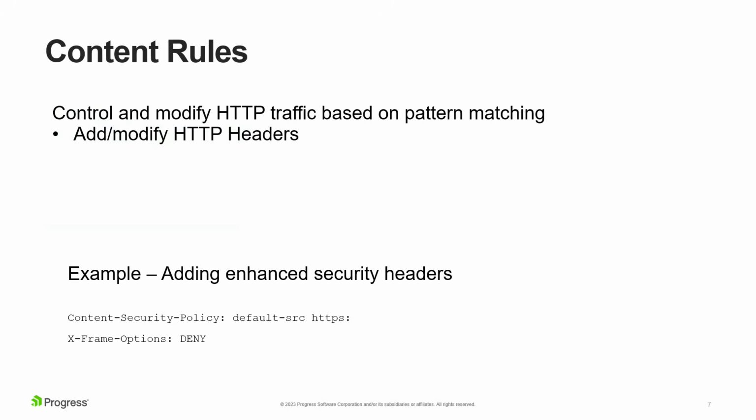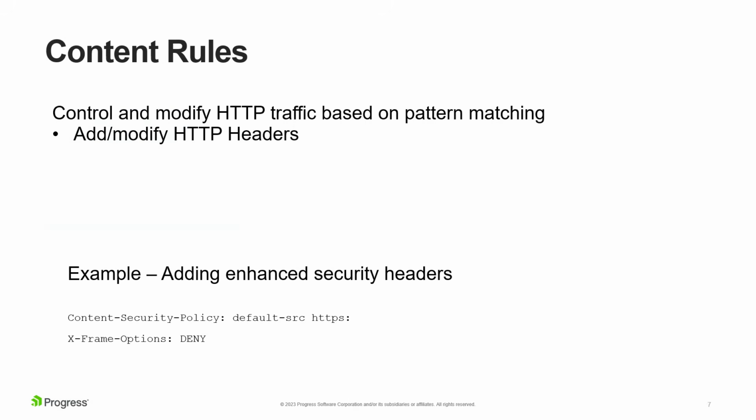Next, I'm going to look at content rules. And content rules are a very powerful feature within LoadMaster. They can do many things. I'm going to look at this very much from a security point of view. One of the things you can do is add or modify HTTP headers. This can be very useful because you can create a standard set of security headers and insert them into all of your traffic.